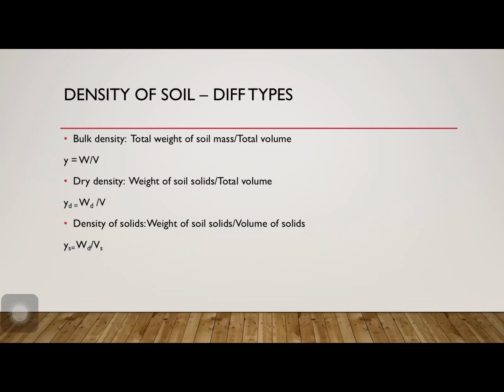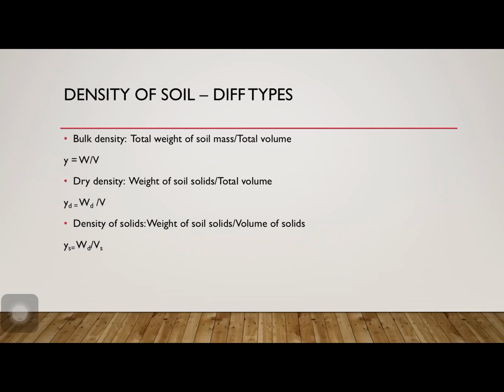The first type of density is the bulk density. Bulk density is the total weight of soil mass to the total volume. So it is represented as W by V, which is a very simple relationship, and I have represented it as Y for density. I know generally it's represented as gamma. You can do the same thing, no problem.